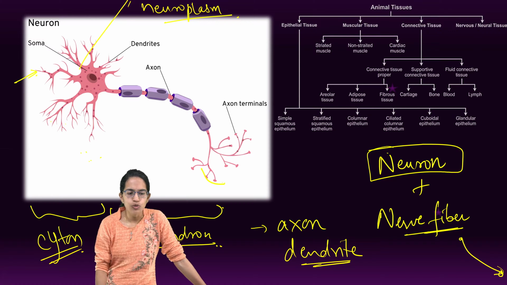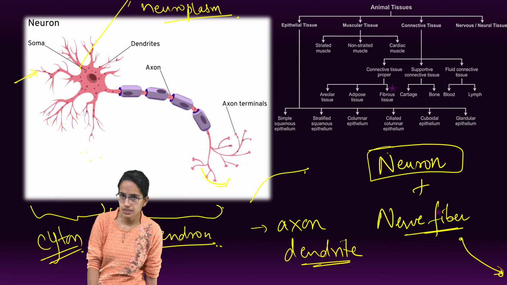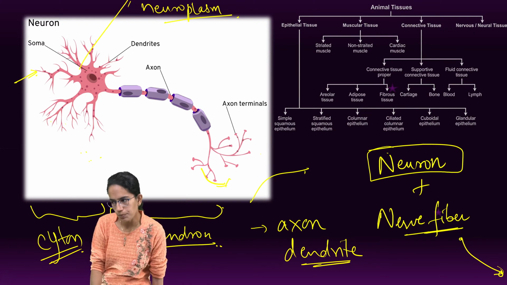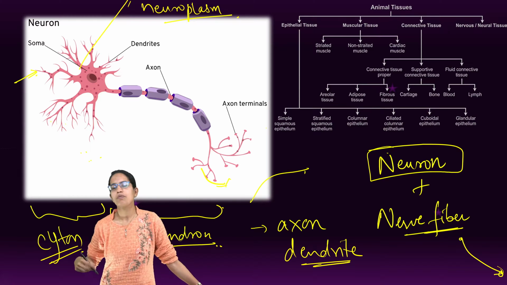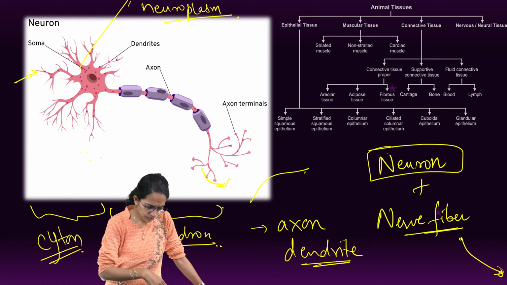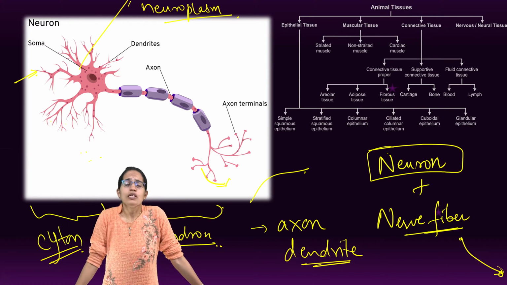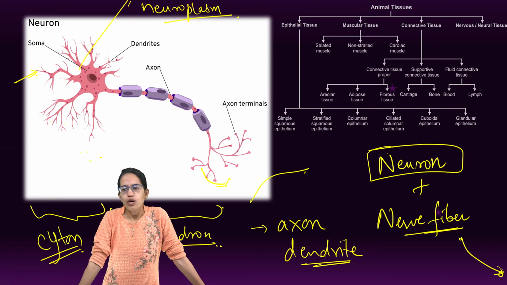Now the message goes from one neuron to another, where the neurotransmitters come and play an important role. So this is the process through which the nerve impulse moves to the brain, and the brain sends the signal back to actually take a decision. So this is a very important aspect of nervous tissue.